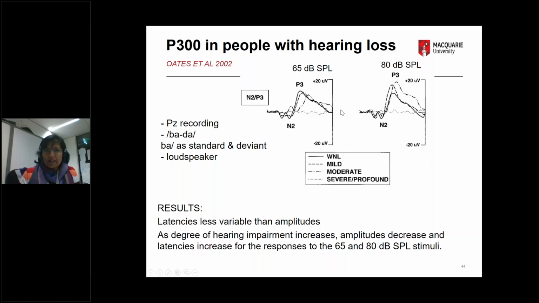What's cool in this is that they used 2 intensity levels, 65 and 80, and measured the P300 across severe to profound, moderate, mild, and within normal limits. You can see how P300 is earlier and bigger for normal hearing, and with the increase in hearing loss, it becomes smaller and later. Profound loss cases basically showed nothing. I'm not entirely sure they were actually wearing their devices here, but it's something easy to do and follow up with your own clients, who can be their own control. They noted that latencies were less variable than amplitudes, and as the degree of hearing impairment increased, the amplitude decreased. So this is highly replicable and, I think, easy to implement in your clinic.